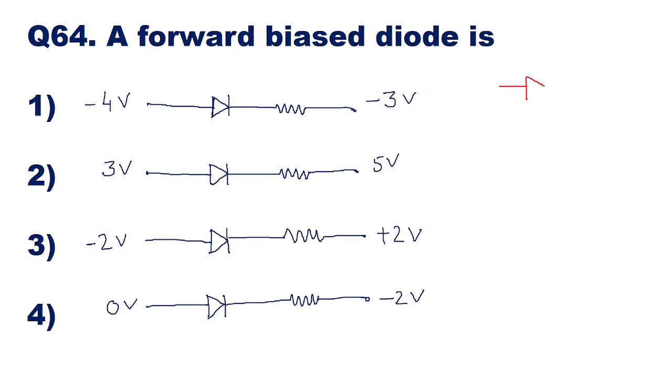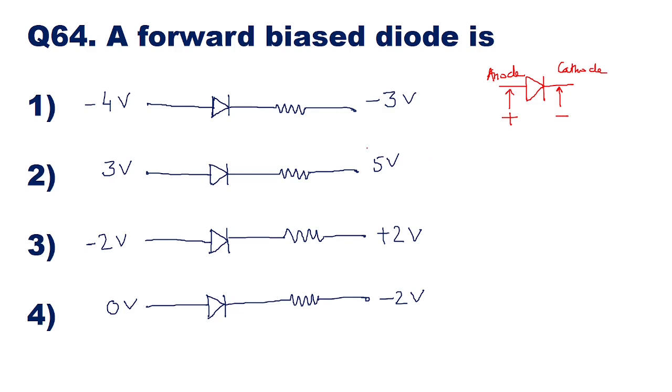be having 2 terminals, and this terminal here is known as anode and this terminal is known as cathode. Now we know that when a diode has to be forward biased, in that case anode should be more positive than cathode. Now this anode terminal should be more positive than cathode. Okay, so in that condition only the diode will be forward biased.